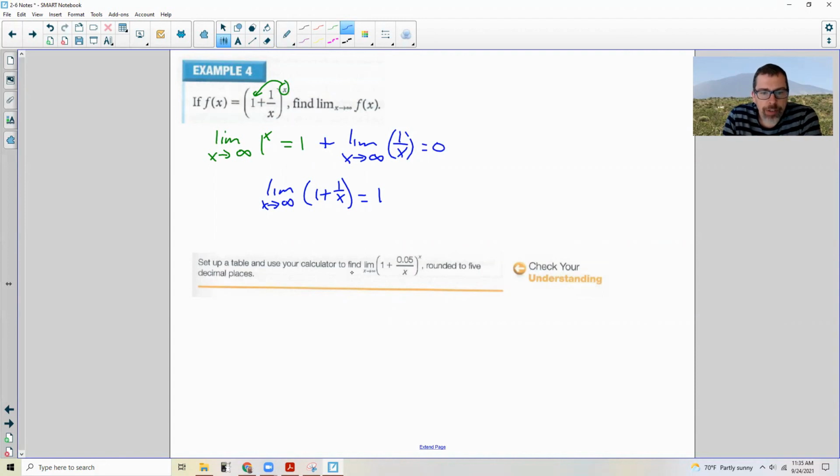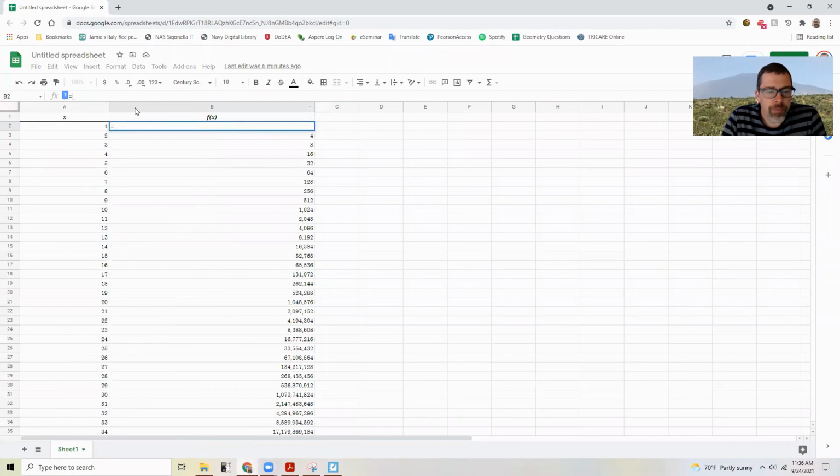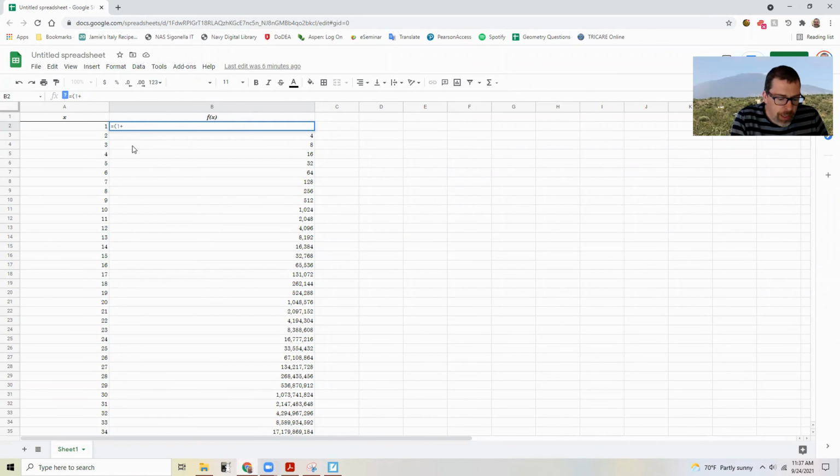All right, so now it says set up a table in your calculator to find the limit of this, rounded to 5 decimal places. Okay, so we're going to put this in our spreadsheet. Limit as x approaches infinity of this function. Now, I forgot the power of x in class, so I'm not going to forget that here. 1 plus 0.05 over x. So I'm going to go to my spreadsheet, and I'm going to get rid of that 2 times a. So it's going to be parentheses 1 plus 0.05 divided by x. And in our case, it's a sub 2. 1 plus, I'm going to do another parenthesis for the fraction, 0.05 divided by a2. Close those parentheses, and do the power of, so that's the caret, and we're going to use a sub 2 again.